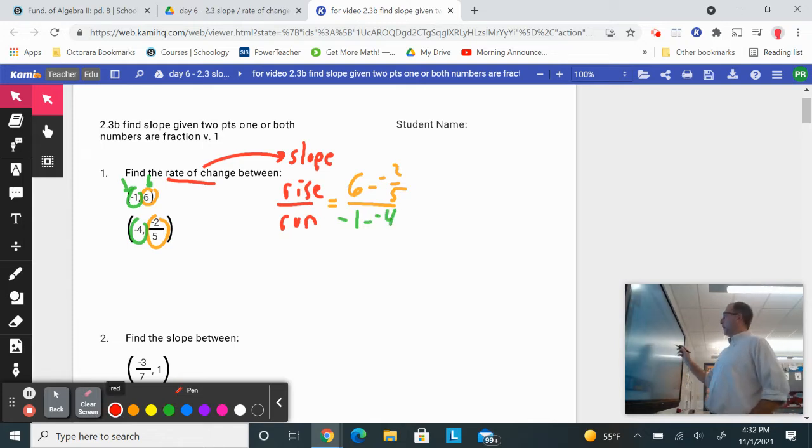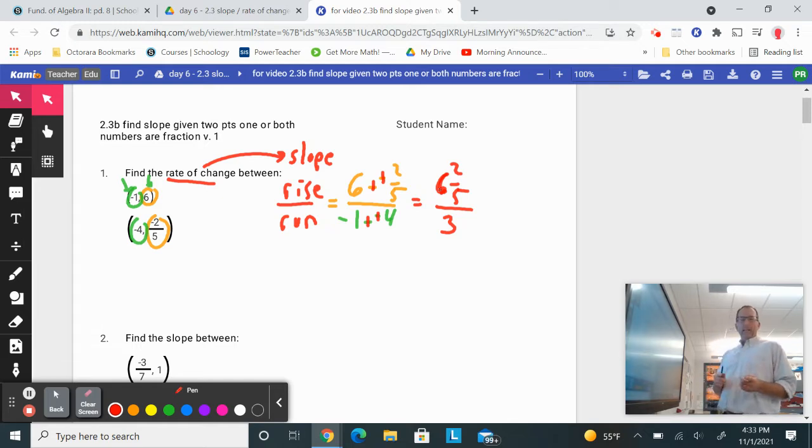Now, when I subtract 6 minus negative 2/5, you know subtracting is the same as adding the opposite. So you end up with 6 and 2/5 in the numerator. And negative 1 minus negative 4, same as plus 4, is a positive 3. Now, you don't want a mixed number in the numerator of a slope. So we need to simplify all that. So there's a couple things you can do.